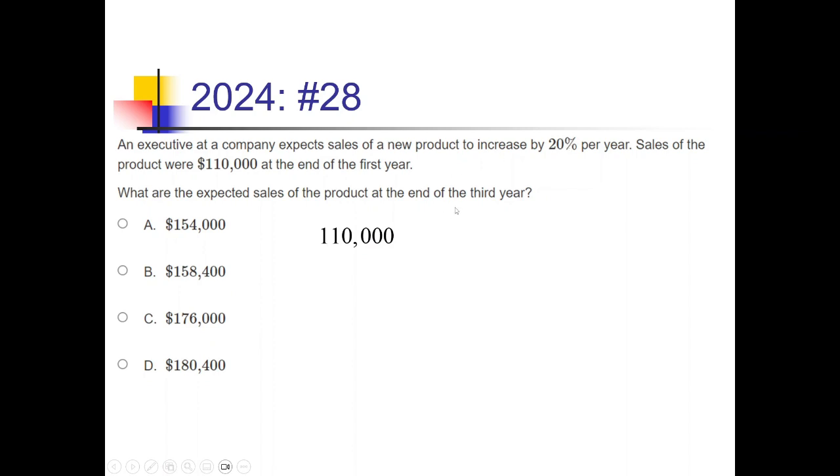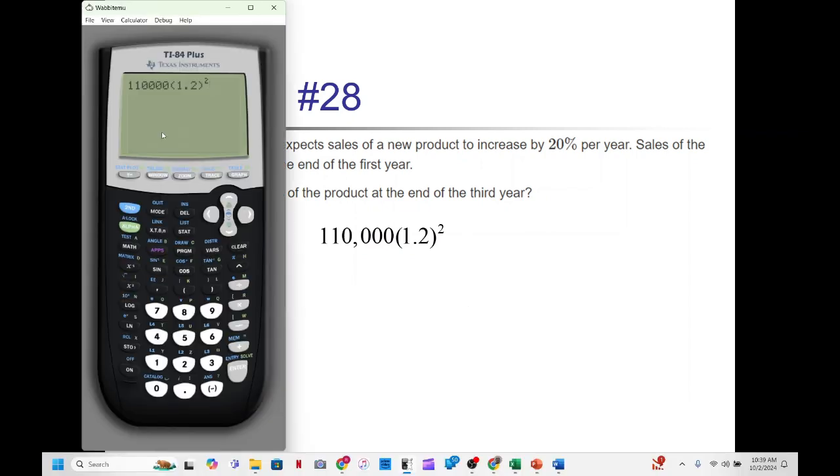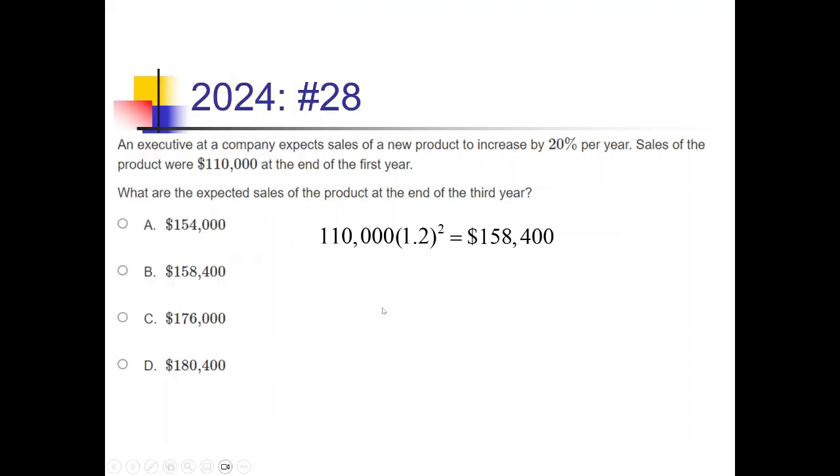Since we want the sales at the end of the third year, that means we have to do this twice. So we have to do 1.2 times 1.2, or simply 1.2 squared. Let's go to the calculator for that. So here I am on the calculator. I've entered all that stuff in off camera, and if I press enter, that comes out to $158,400, which matches exactly with choice B.